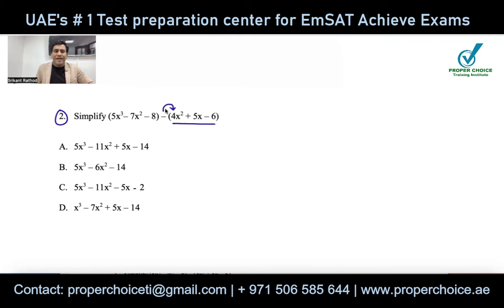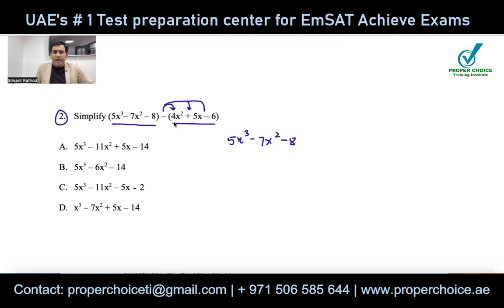So basically I have to change the sign of the term which is present within the bracket. For example, in this case, the term 4x square plus 5x minus 6 has been present after the negative sign. Change the sign of those terms and then combine the like terms. The first one, let it write as it is. So this becomes 5x cube minus 7x square minus 8.